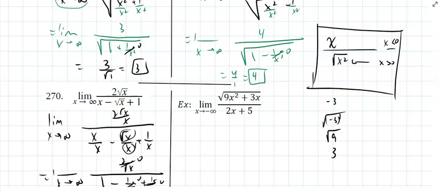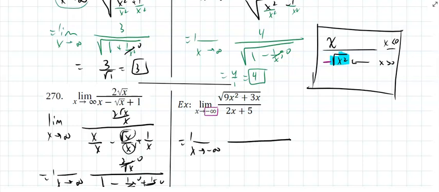To ensure that x will always be negative, if you ever had to take an x and write it as a square root of x squared, you have to make sure that it's always negative by putting a minus in front of it. Now notice here, I'm taking the limit as x approaches negative infinity. So the top, no issue. When I get to the bottom, this is 9x squared plus 3x. This is 2x. So I want to divide this by x and this by x.